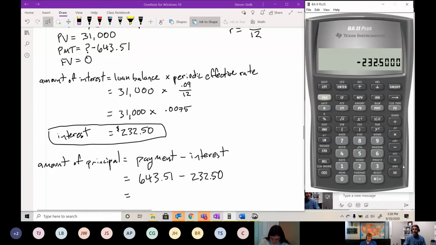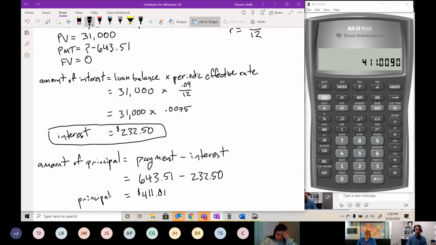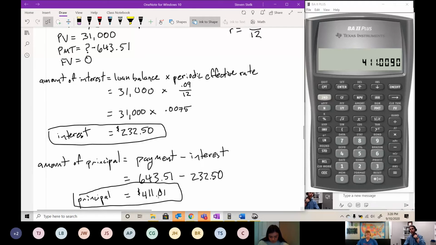Okay, so let me say this plus. All right, so that turns out to be $411 and a penny, roughly. Right, so of the $643.51 that we paid the bank, only $411 and a penny of it went towards reducing our loan balance. Okay, so those are the two answers for this question.